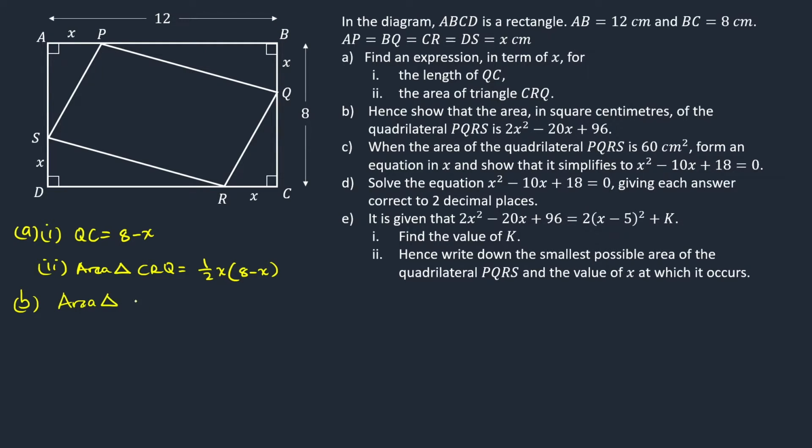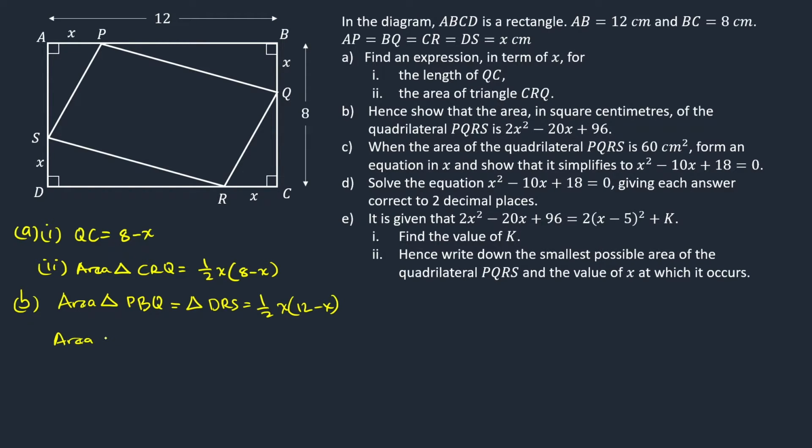Area of triangle PBQ is equal to the area of DRS, which is equal to 1/2 times x times 12 minus x. That is x times the length of DR, which is 12, 12 minus x.